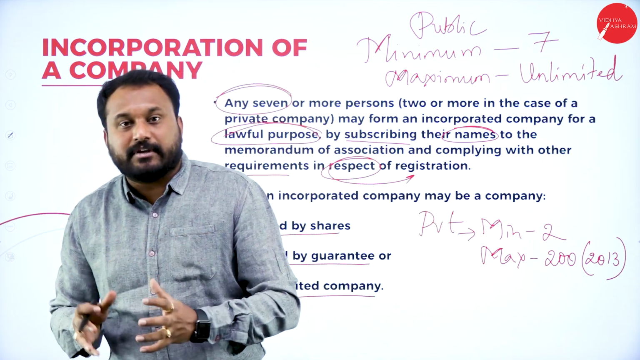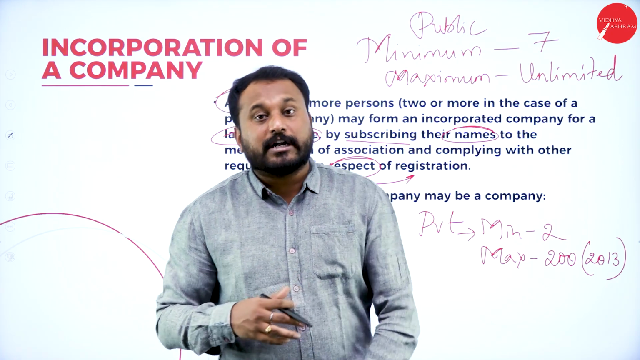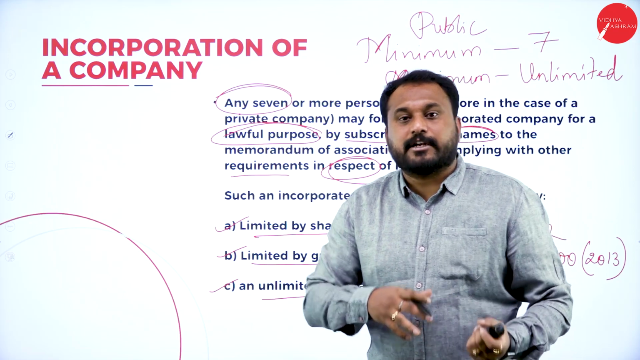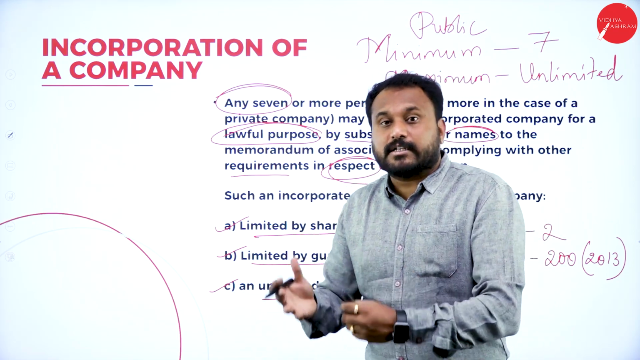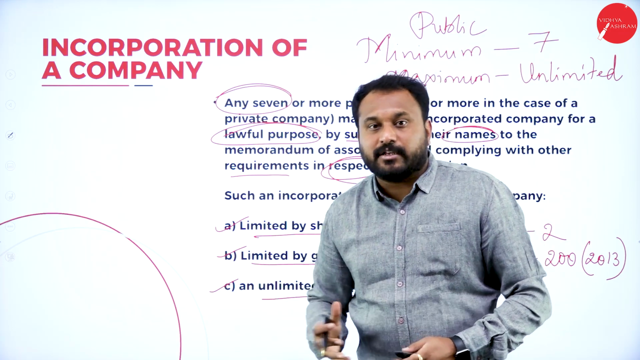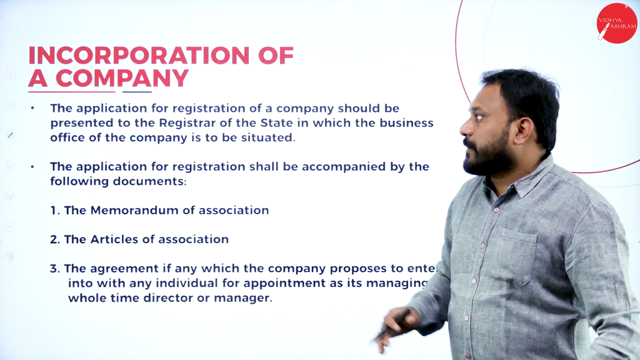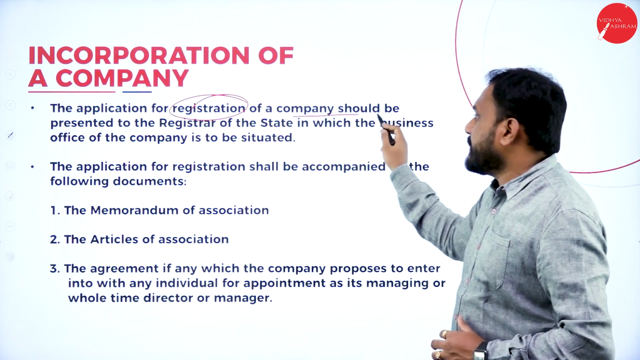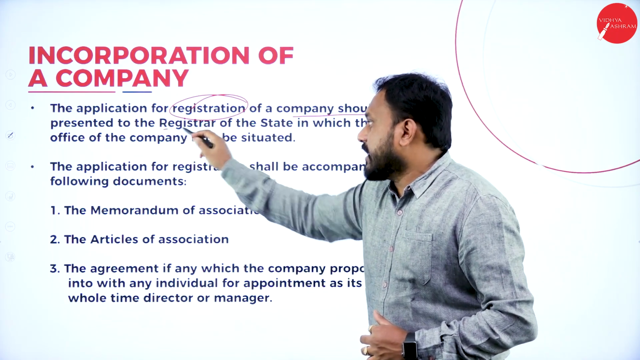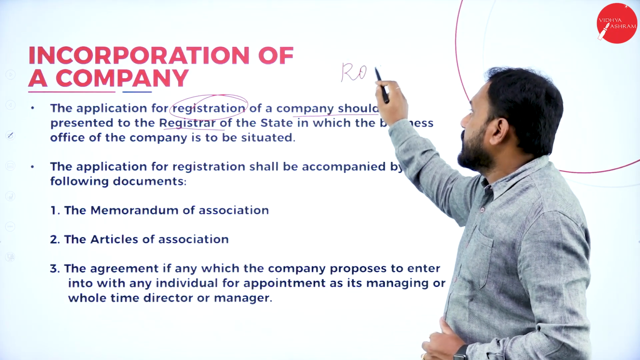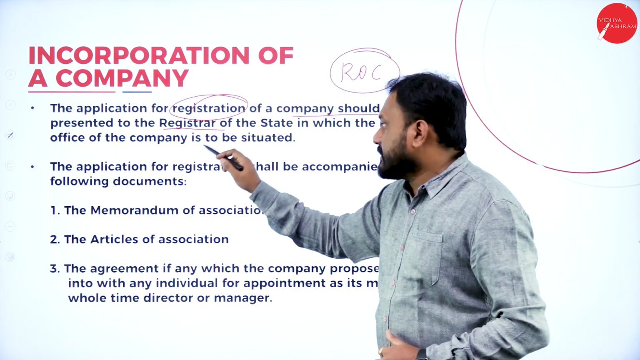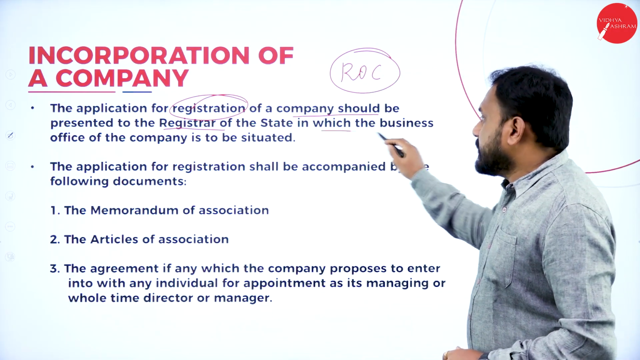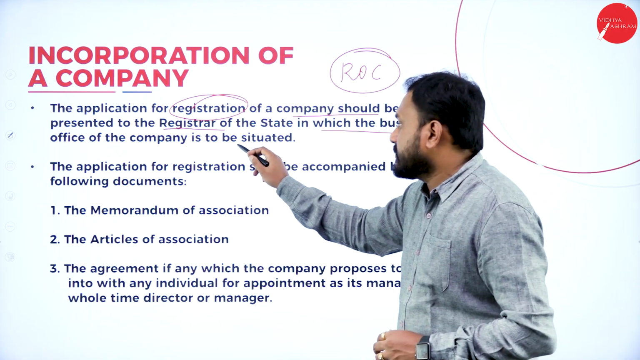Yes, in the 2013 Act we have also studied that we can actually go for unlimited liability. I'll tell you the advantage of registering a company with unlimited liability, and I'll also explain the difficulties in the next session. So, incorporation of a company. The application for registration of a company should be presented to the Registrar, which we call the ROC, Registrar of Companies, of the state in which you are registering your company, in which the business office of the company is to be situated.